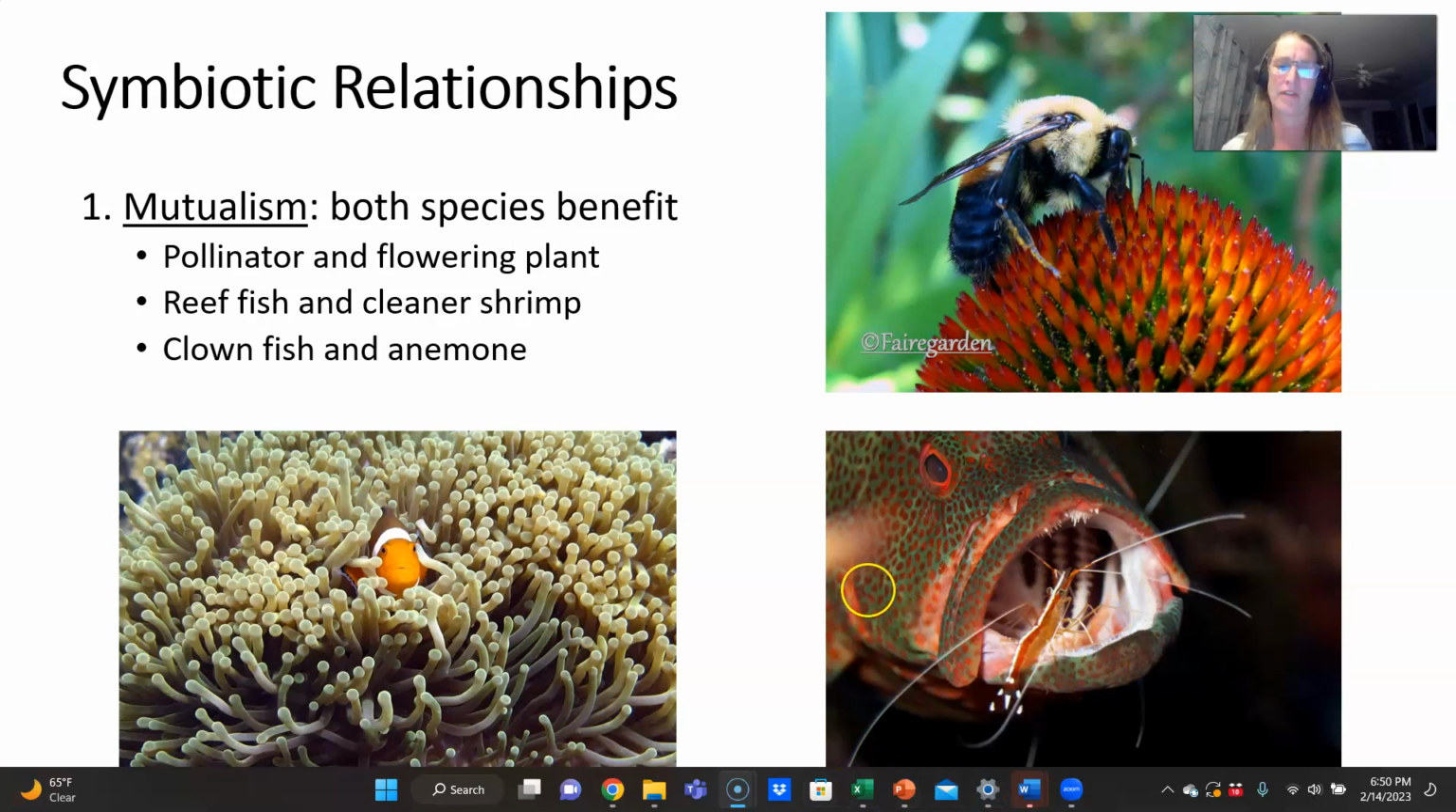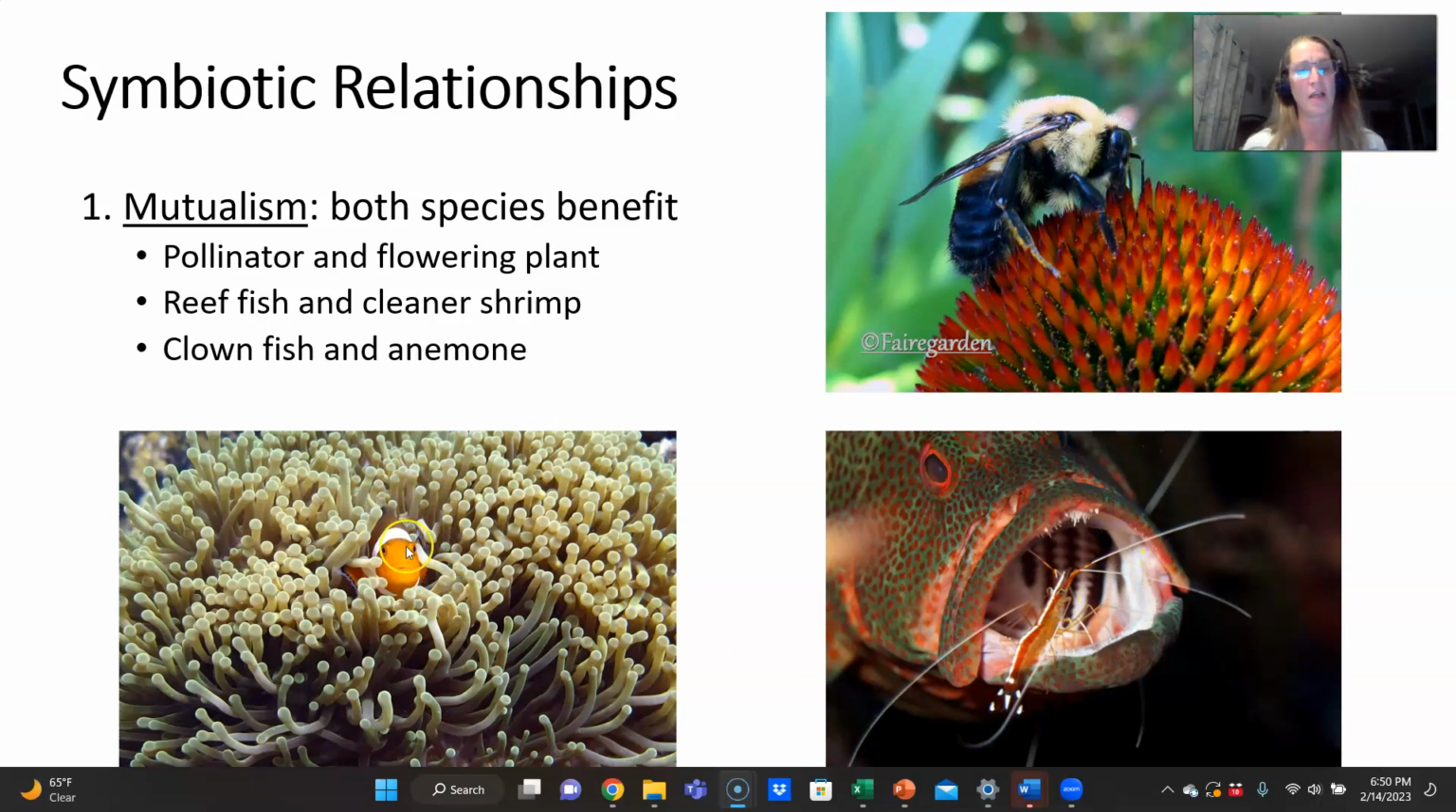And then they open up their mouths and open up their gills, and they allow the cleaner shrimp to enter their mouth and remove parasites and dead skin. And so the cleaner shrimp gets food because it's feeding on the parasites and the dead skin from the fish, and the fish gets its parasites removed. So it's a really good mutualistic relationship.